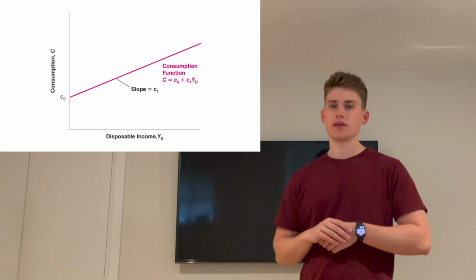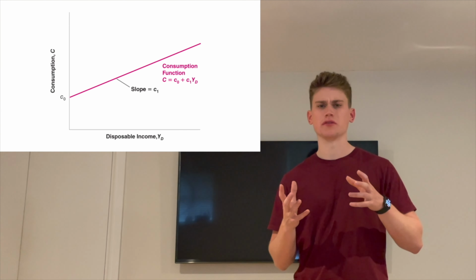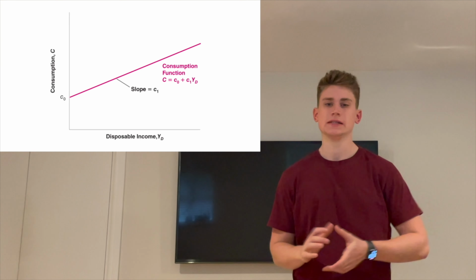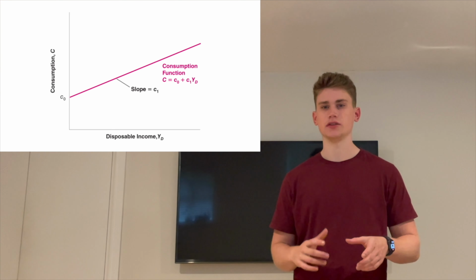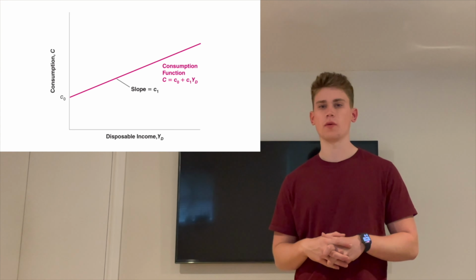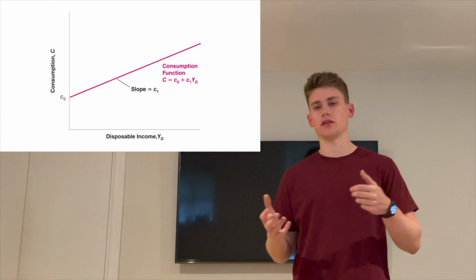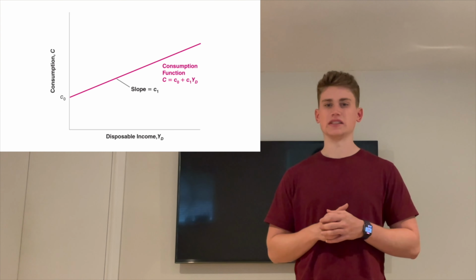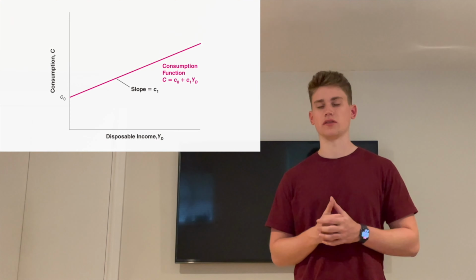Moving on to this graph, if we plot our consumption function, you can see on the y-axis that it's not at the 0 mark. That's obviously because of the autonomous spending that we talked about before, where you have to spend on necessities, otherwise you won't be able to live. And the slope of this curve is C1, so that's our marginal propensity to consume.